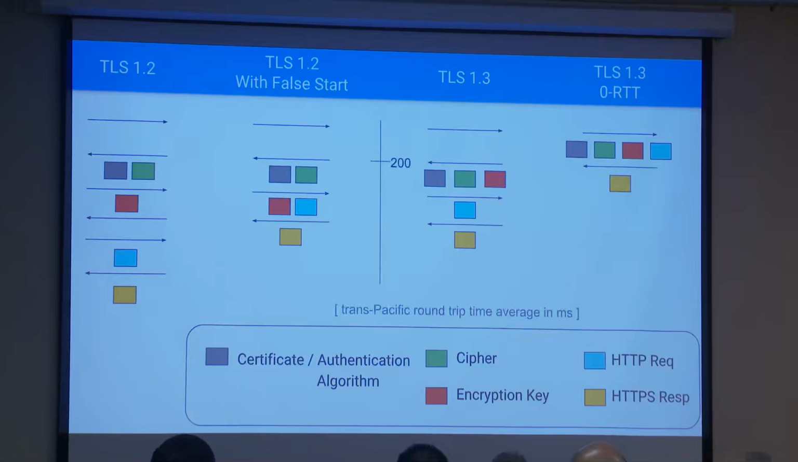So let's look at that in trans-Pacific round trip time. I chose trans-Pacific because it's a round number, and Atlantic was some weird number. So with false start, you get 400 milliseconds. The zero round trip time is 200 versus the about 600 if you do the old style of 1.2. So that's a pretty significant speed up there.